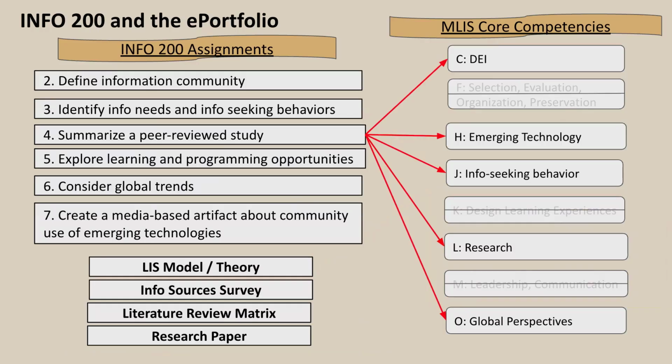Going back to our lists now, let's look at Blog 4, which asks you to summarize a peer-reviewed study, describing the author's credentials, the scope of the study, the methodology, and the findings. I think this blog report could satisfy different competencies depending on which study you choose to summarize. I don't think Blog 4 works for Comp F, Comp K, or Comp M, but the study you're summarizing should be about information-seeking behaviors and could be about DEI, emerging technology, research, and/or global perspectives.